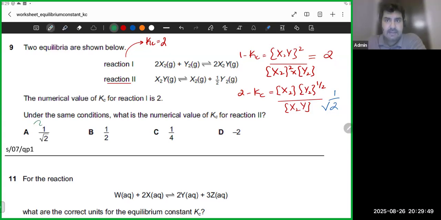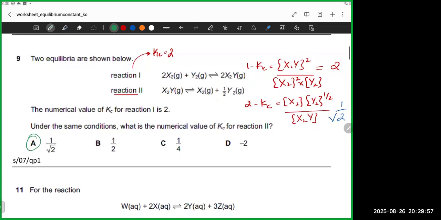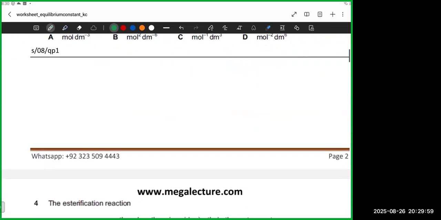Is this clear? Is this clear, Hara? Ramesa, Minal, Qasim, is this clear? Yes. Yes, sir. Yes, sir.